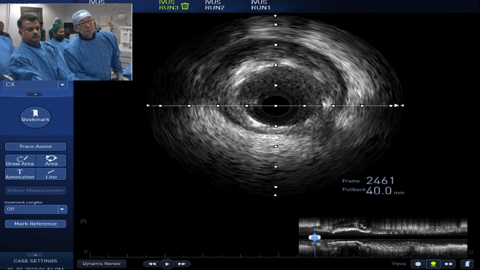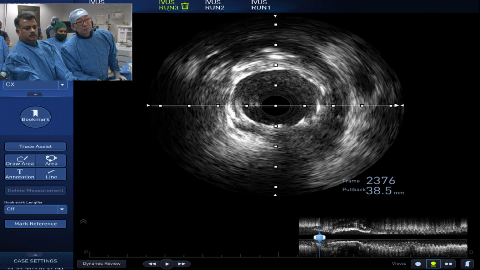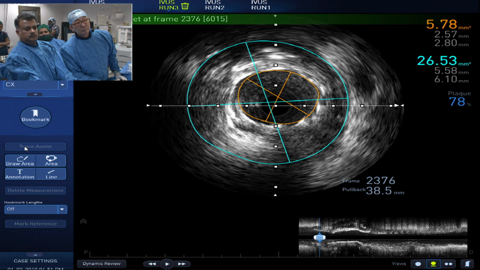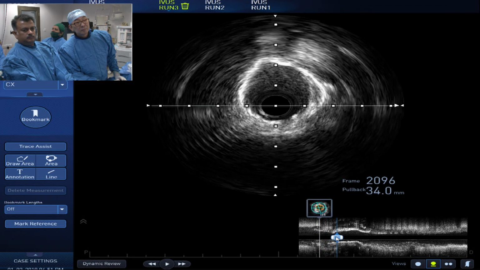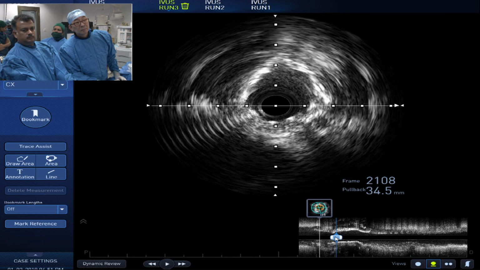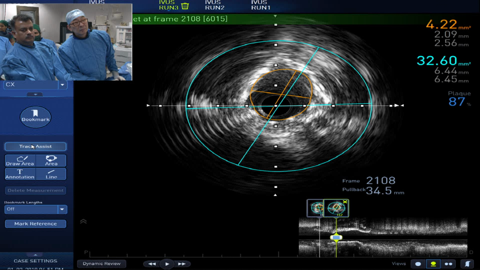Could you measure the proximal stent area, and then the most stenotic area? It's 5.78, right? It's good. A little bit distal from here. Yeah, around here, right? Okay. Could you measure that? 4.22.